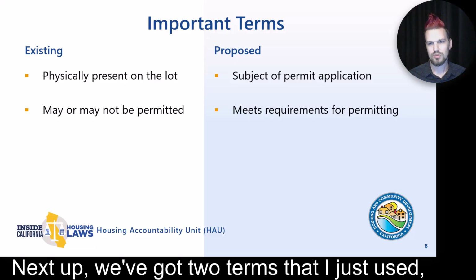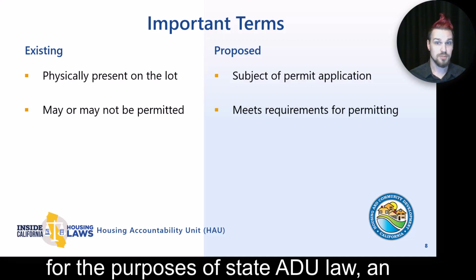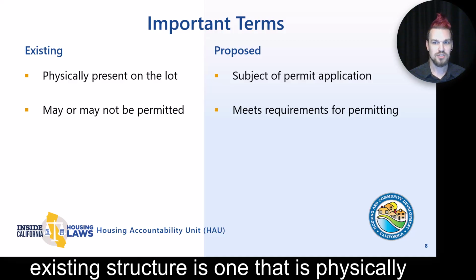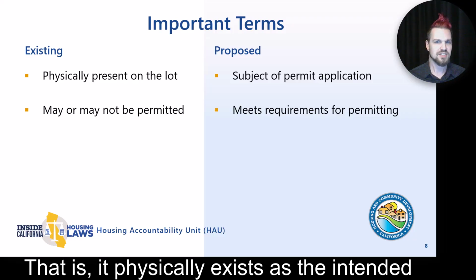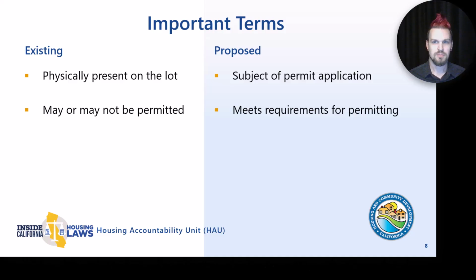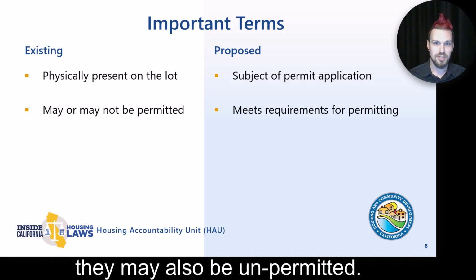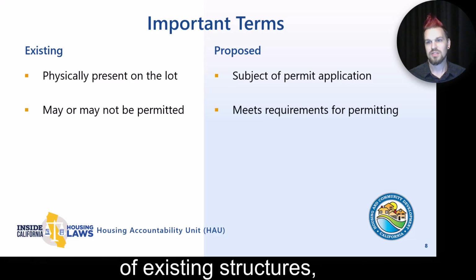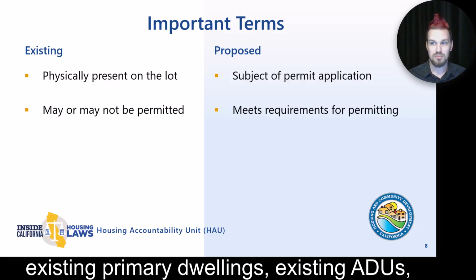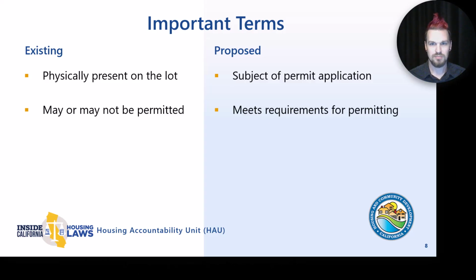Next up, we've got two terms that I just used, existing and proposed. For the purposes of state ADU law, an existing structure is one that is physically present on the lot. That is, it physically exists as the intended use. Existing structures may be permitted, but they may also be unpermitted. State ADU law calls out 3 different types of existing structures: existing primary dwellings, existing ADUs, and existing accessory structures such as garages or carports.